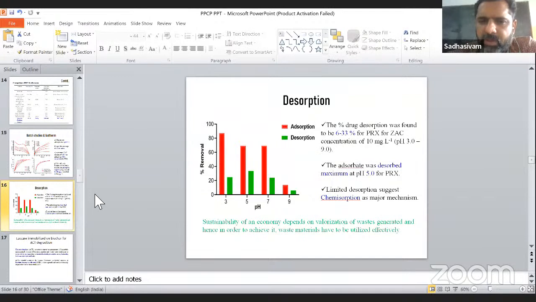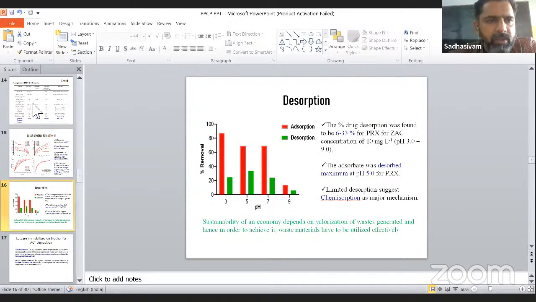So this way the same biomass could be used to remove the piroxicam for several cycles, 7 to 10 cycles basically. Afterwards, the biomass will lose its integrity. Hence, it cannot be useful anymore. So this is case number 5.